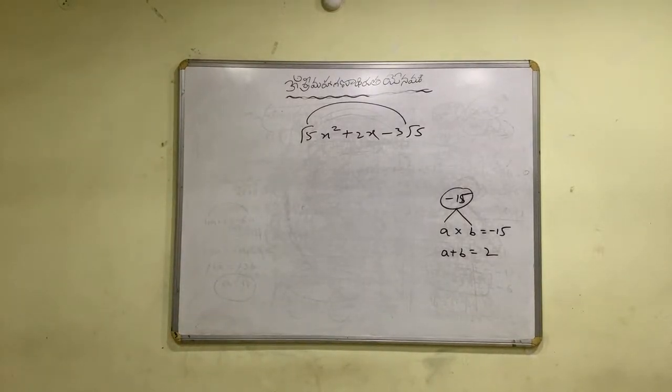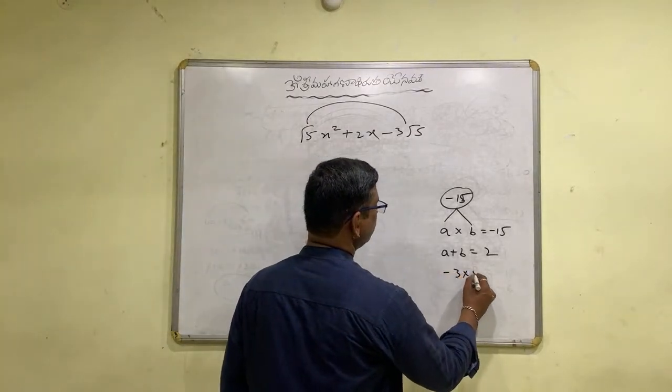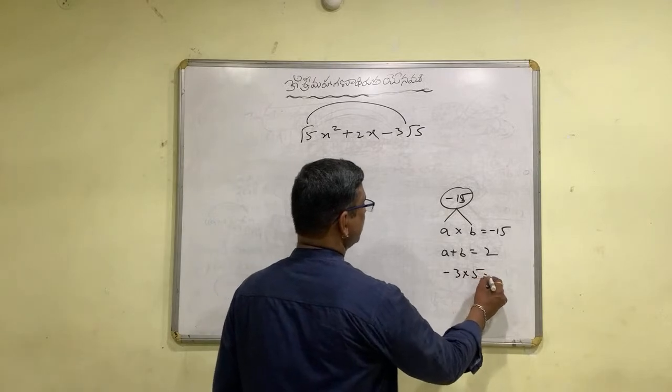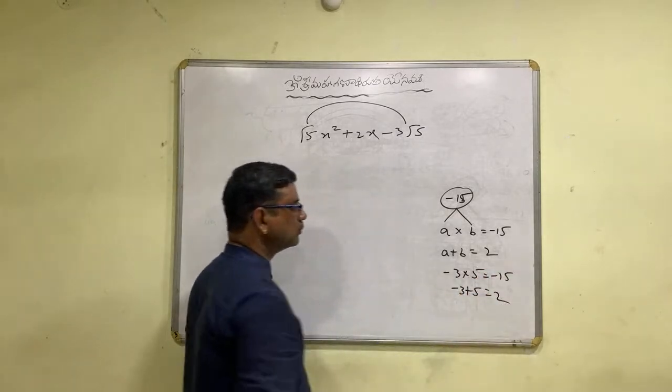Can anyone say what is A and what is B? Their product must be minus 15 and sum must be 2. Yes, Muhammad Hamza, good. Minus 3 into 5, correct. Minus 3 into 5 is minus 15. Minus 3 plus 5 is 2.